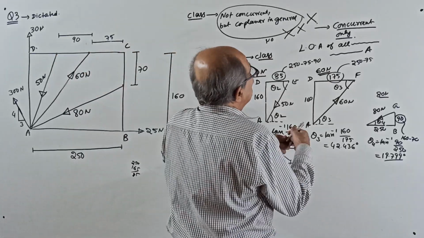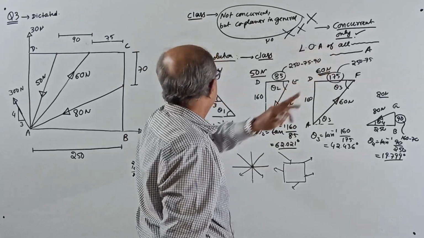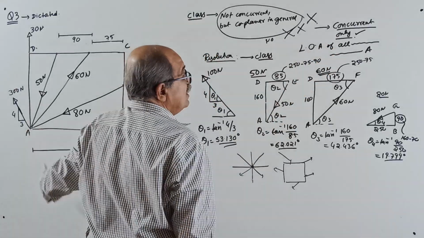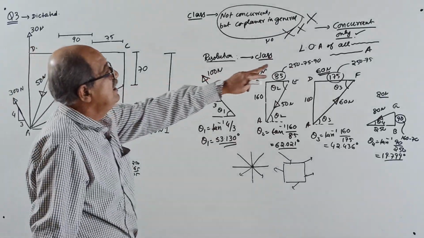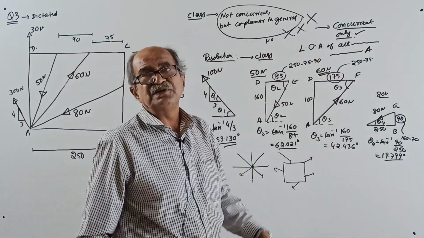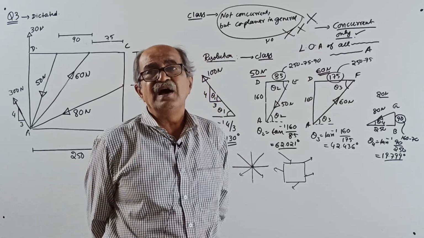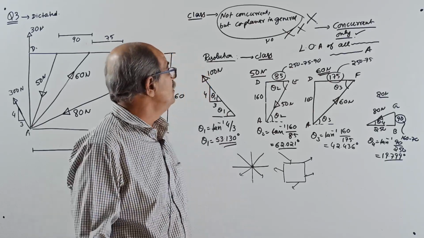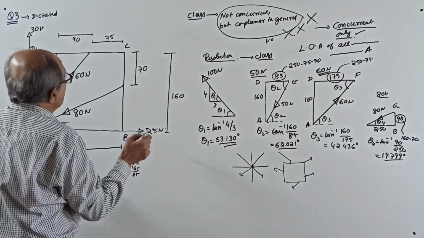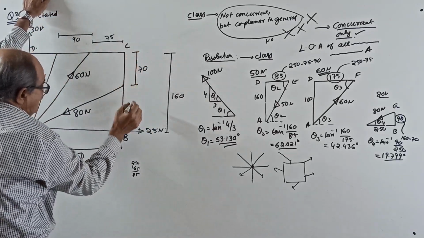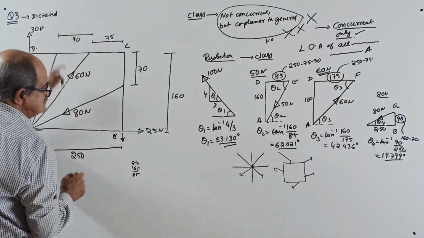It is actually a concurrent force system only, because the line of action of all the forces passes through A. Therefore, the resultant also will pass through point A. Write a note here: the line of action of all the forces passes through the point A, so the resultant also will pass through the point A. So even though it looks like coplanar, it is concurrent. But by chance, if they give one force, for example at this point B, if one force is given here, it is gone. Why?